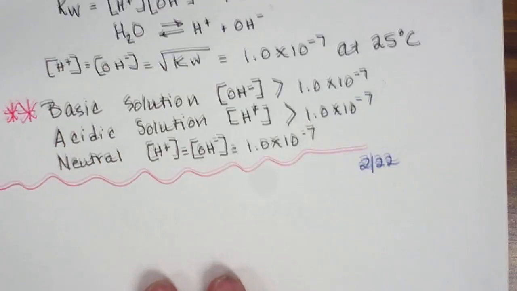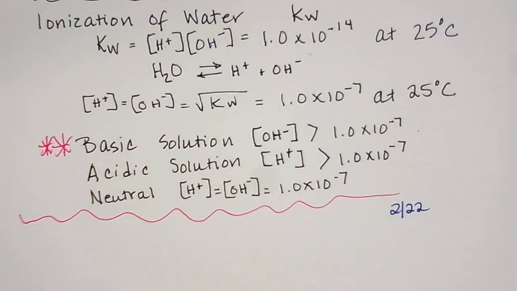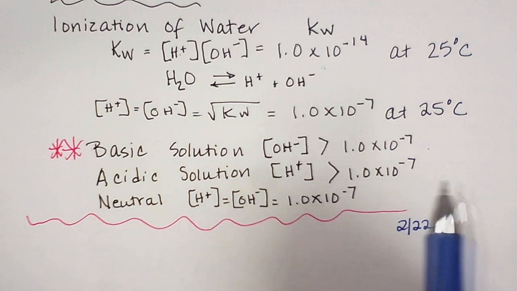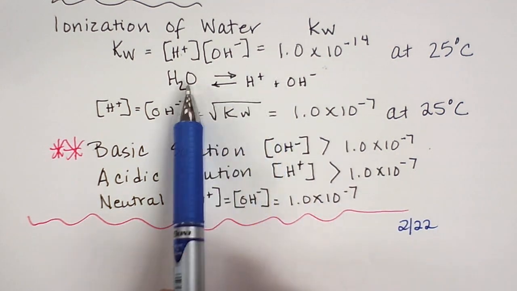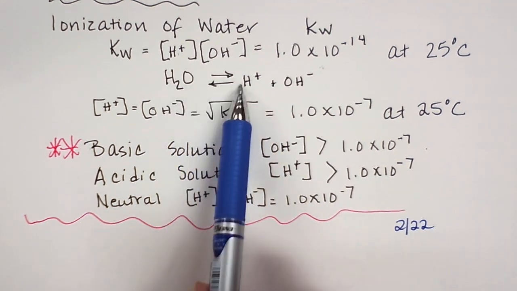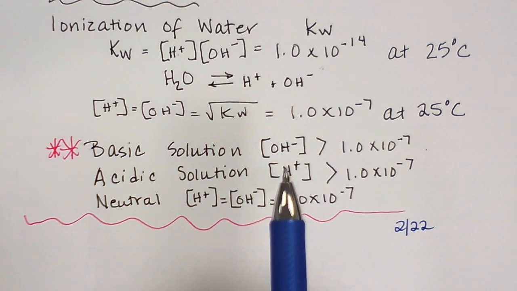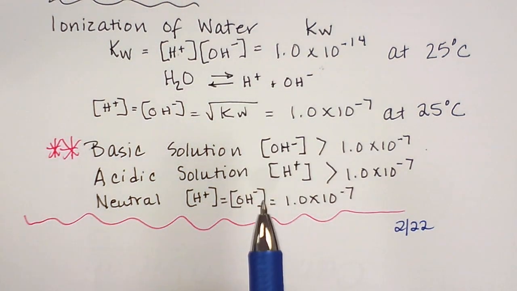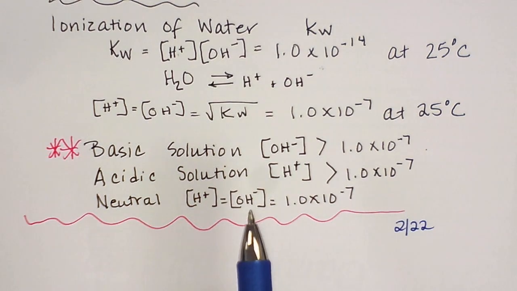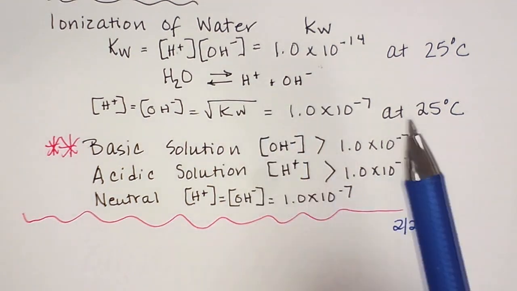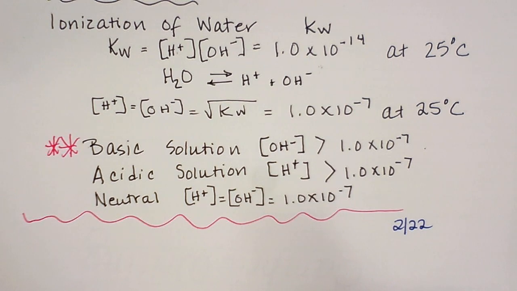Okay, so yesterday we talked about the ionization of water, which basically is the back and forth of the molecules between hydrogen and hydroxide. But the reason it stays neutral is because for every water molecule that goes back and forth, there's one hydrogen and one hydroxide. So that keeps it neutral.